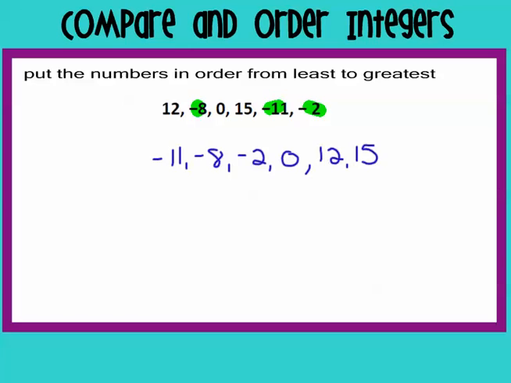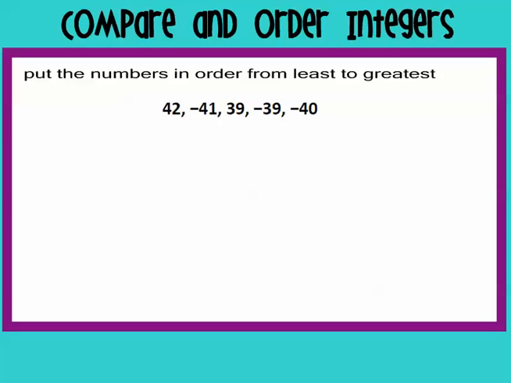Okay, we'll do one more example of ordering numbers from least to greatest. Again, start with the negative values first. So let's pull all of those. We have -41, -39, and -40. Okay, -41 is going to show up first on the number line. It's farther from 0 than -40, which would be next, and then -39. Okay, we don't have 0 in our list, so we can now move on to the positive values, and we have 39, which would come next, and then 42.